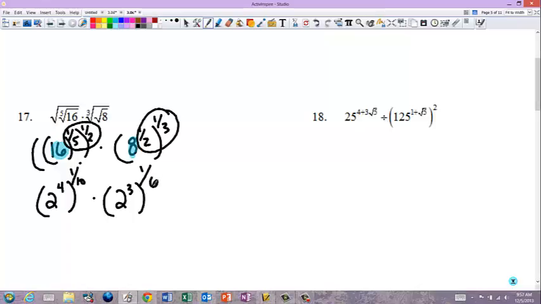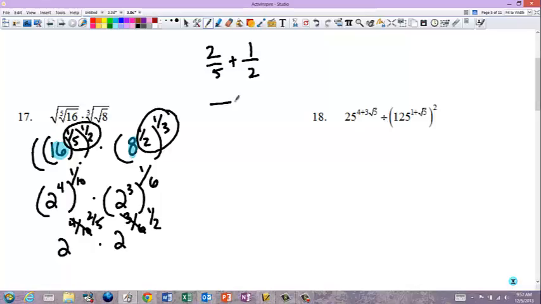you multiply your exponents. And then this will be 2 to the 4/10 times 2 to the 3/6, or I can make that 1/2. And then I have to get a common denominator. I can make that 2/5. 2/5 plus 1/2 is 4/10 plus 5/10, which would be 9/10. So my answer is 2 to the 9/10, and you have to leave it like that.